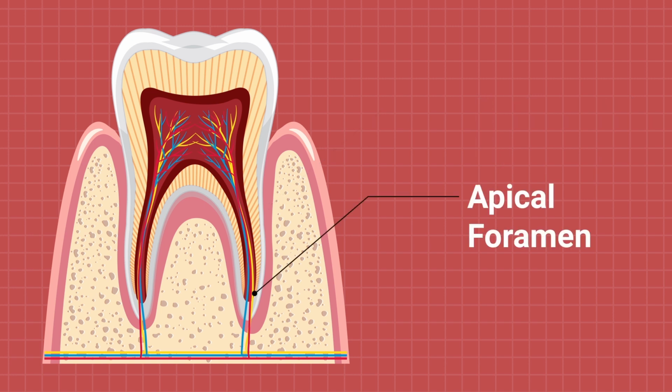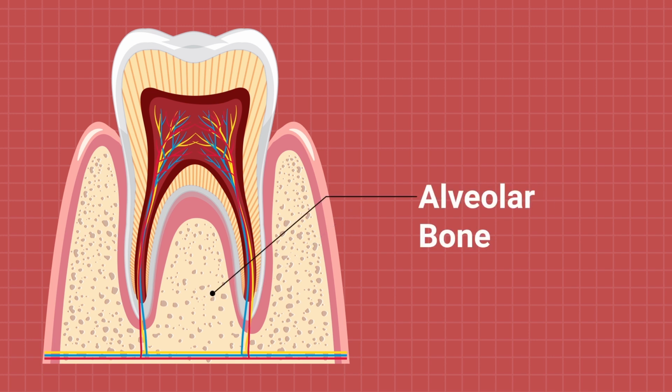Apical foramen. The little aperture at the end of each root is known as the apical foramen. This is where the nerves and blood arteries from the surrounding external tissue enter the tooth. Alveolar bone. The jawbone that protects and sustains the tooth root is called the alveolar bone. It houses the tooth sockets, which are home to the tooth roots.